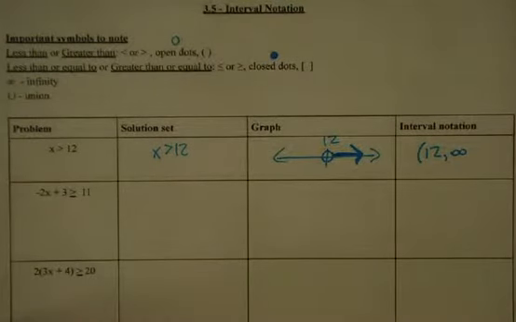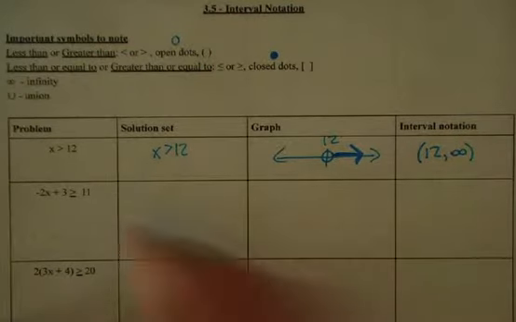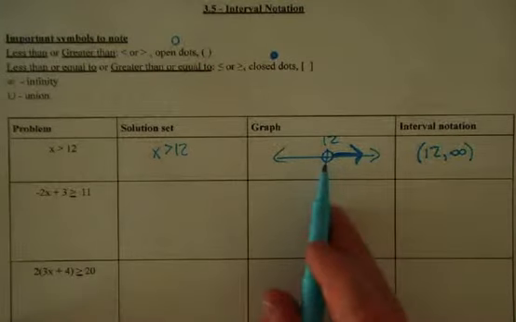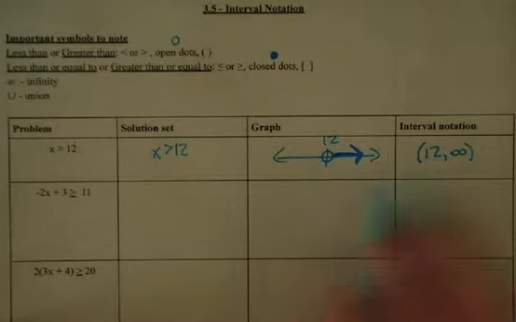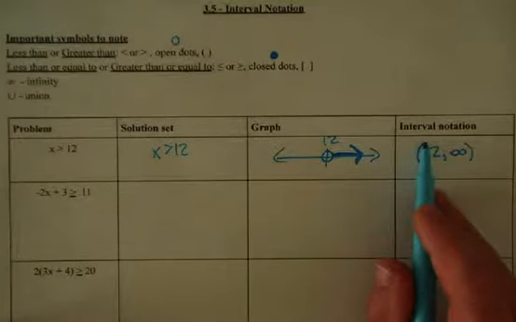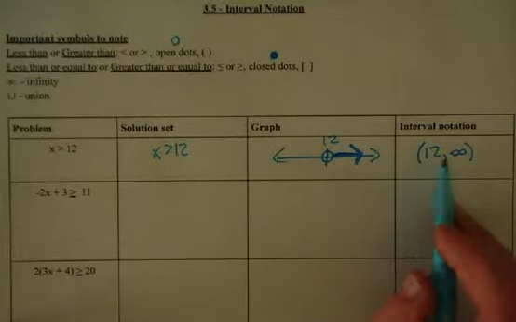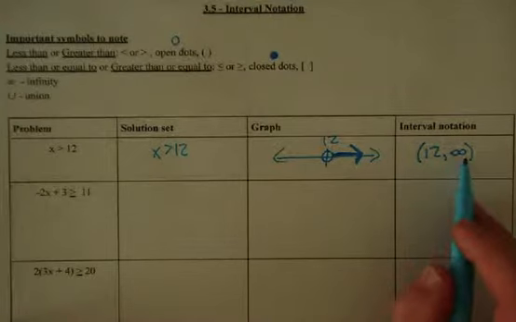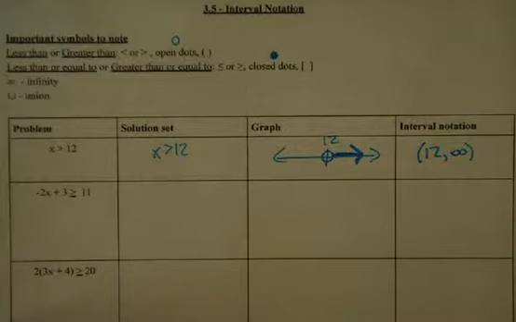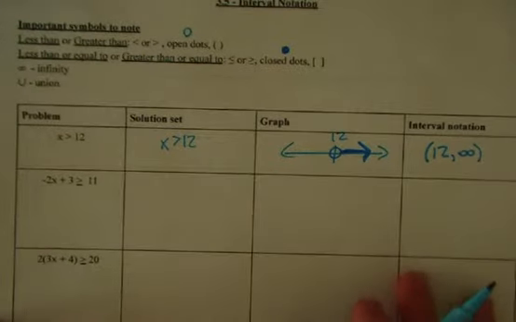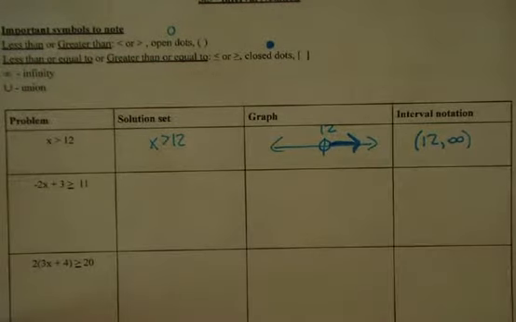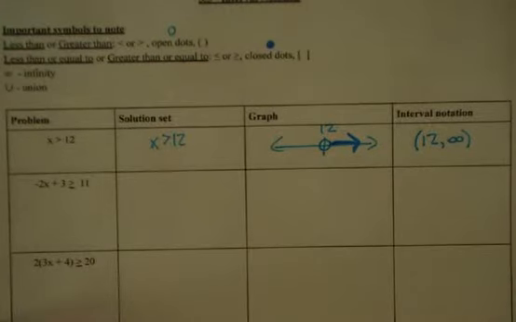Now, one little quirky note: anytime you have an infinity, you're going to use a parenthesis. So for x greater than 12, our graph is an open circle at 12 going to the right. Interval notation looks like a parenthesis, which means greater than 12, going to infinity as the upper bound, and then an end parenthesis. This is going to make a little more sense as we get going. So let's look at our second example.